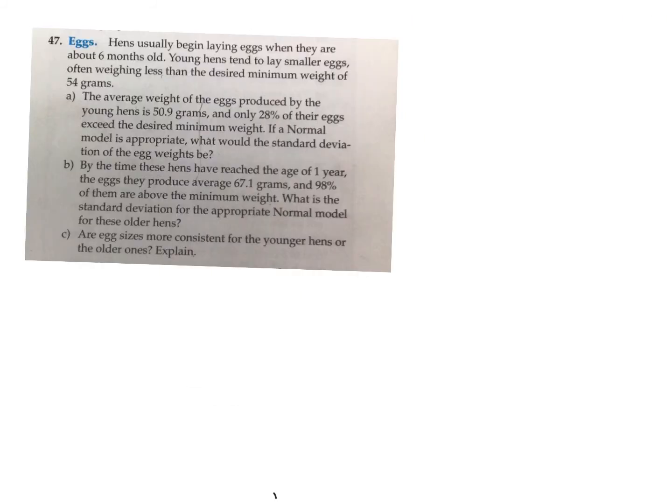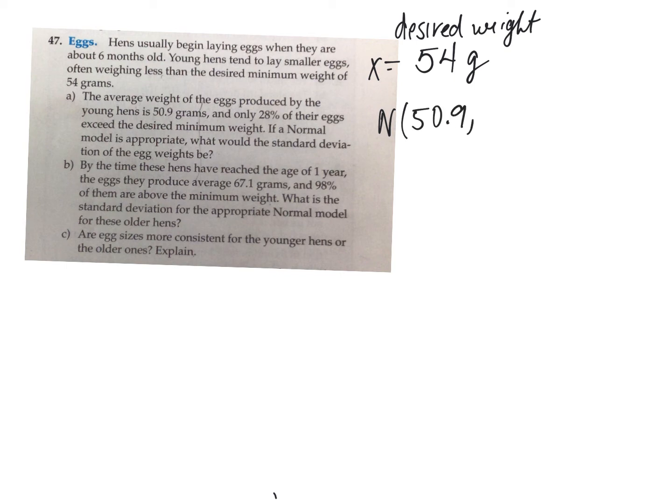Hens usually begin laying eggs when they are about 6 months old. Young hens tend to lay smaller eggs, often weighing less than the desired minimum weight of 54 grams. So your desired weight is 54 grams. This is going to actually be our X value for these problems. The average weight of the eggs produced by the young hens has a mean of 50.9, and we don't know the standard deviation. Only 28% of the eggs exceed the desired minimum weight.